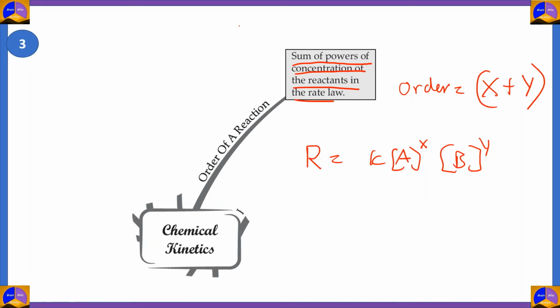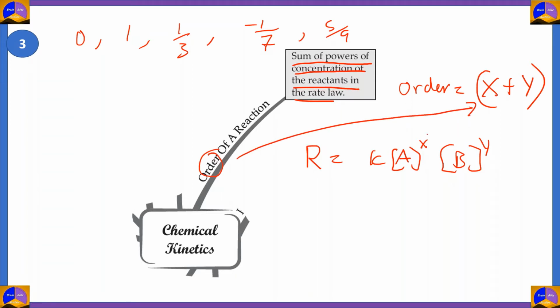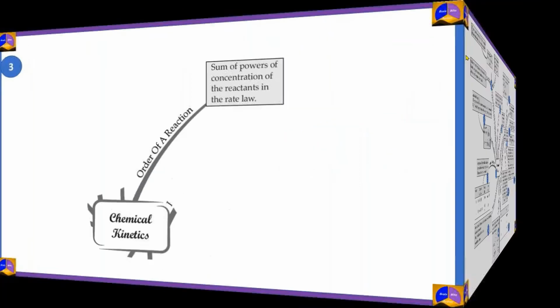So when we look at orders of reactions, we can have any type of values. It can be 0, it can be 1, it can be 1 by 3, it can be minus 1 by 7, minus 5 by 9. Any value can be present for the order of a reaction. So it is the sum of the powers here, X and Y. The sum of these powers gives us the order of the reaction in question.